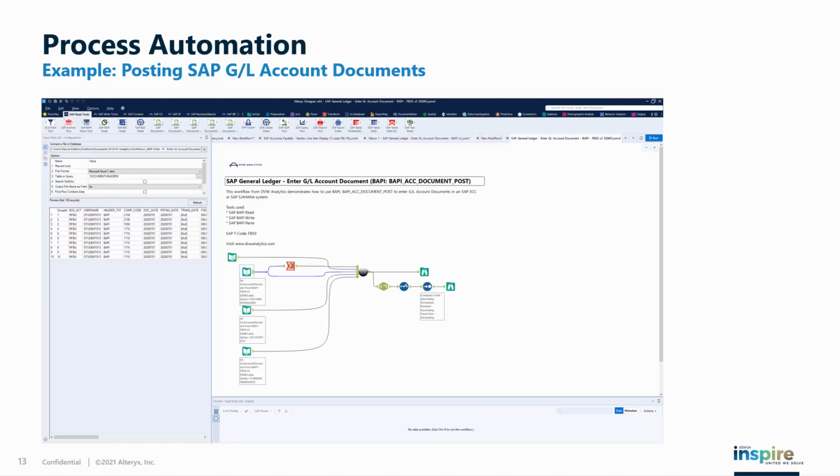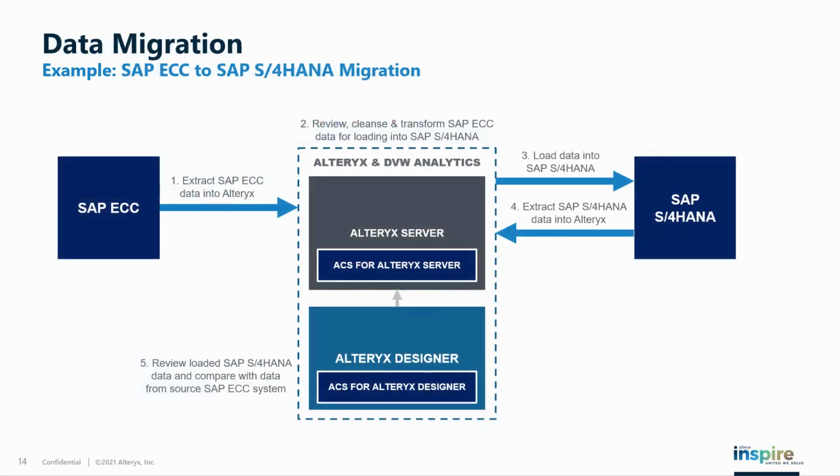And for data migration, Alteryx and DVW Analytics open up some really interesting possibilities. We have the ability to extract data, again, selectively or en masse from an old SAP ECC system. Within Alteryx, we can review that data, cleanse it, and transform it, ready for loading into the target SAP S/4HANA system. We then use the DVW Analytics capability to load the data into the target S/4HANA system.